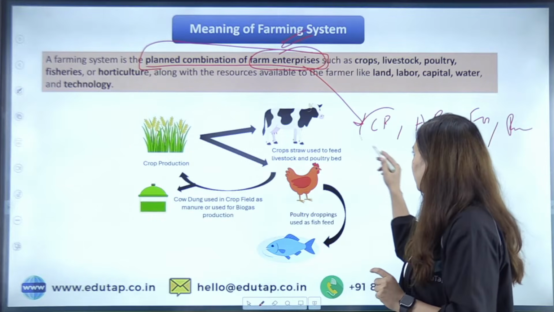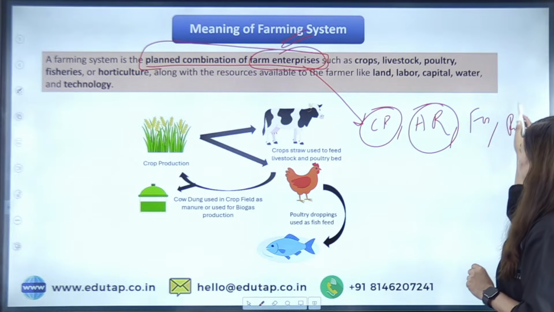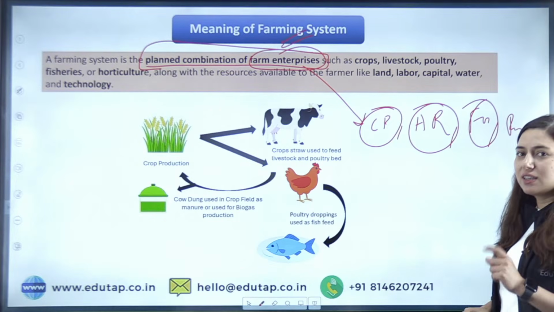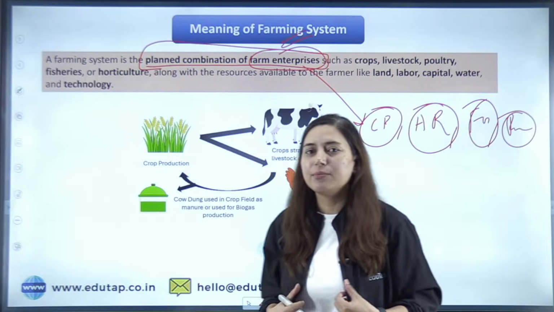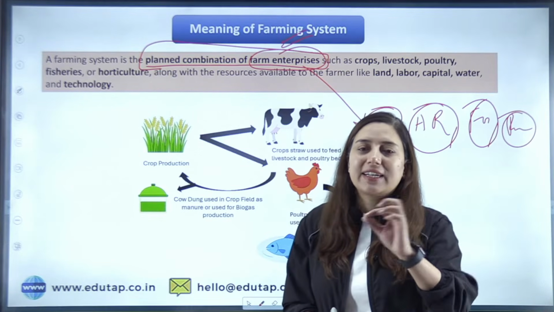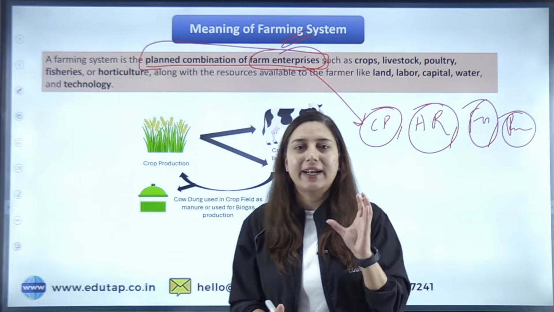So crop production will be one enterprise, animal rearing will be another enterprise. If forestry is taken, that will be the third enterprise. If poultry is taken, that will be the fourth enterprise, right? So basically, one activity that is taken by a farmer in the farm is called one enterprise.